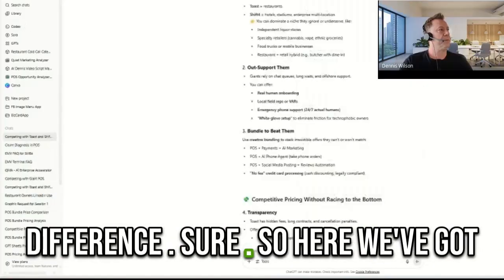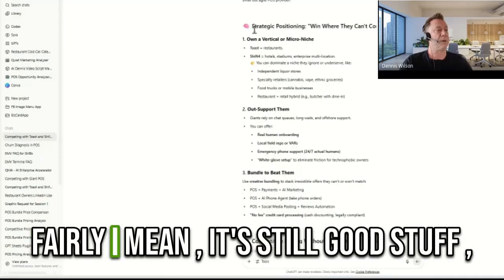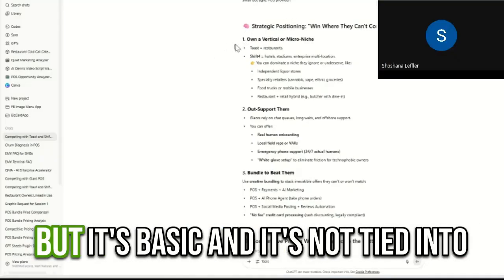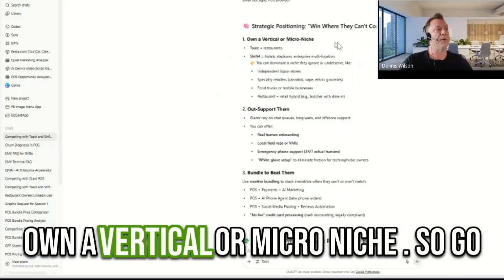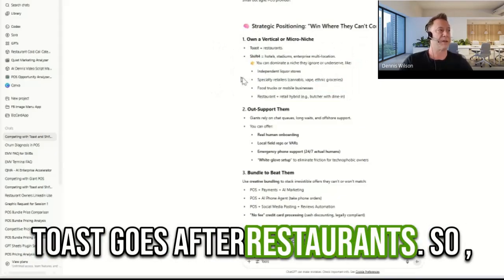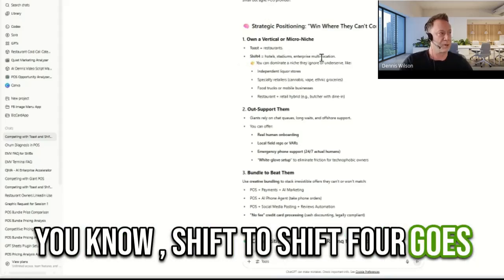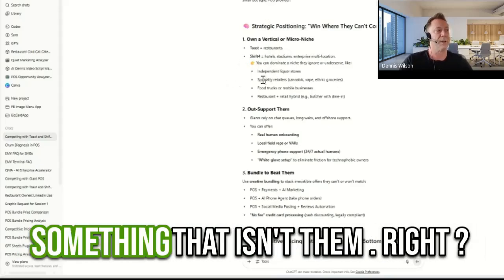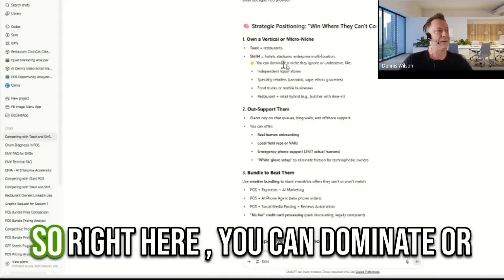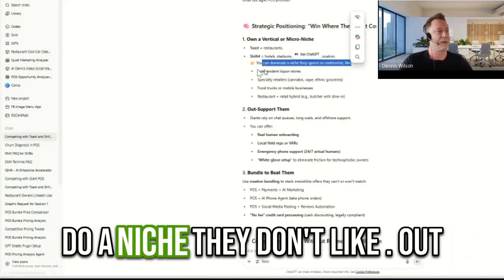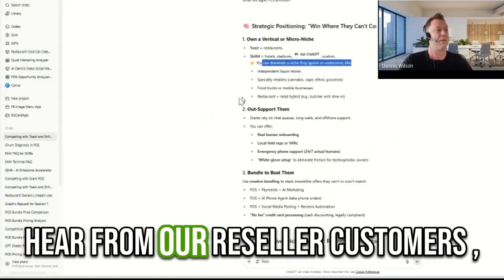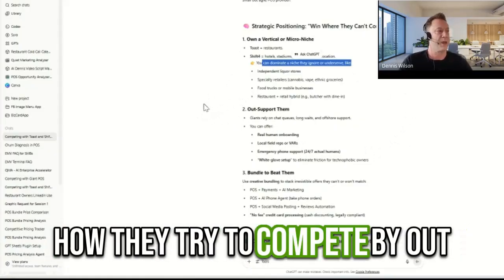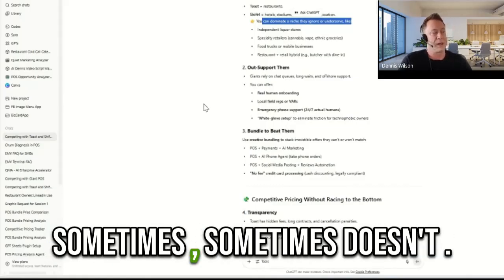Sure. So here we've got it's still good stuff, but it's basic and it's not tied into you. It's just general information. Own a vertical or micro niche. So Toast goes after restaurants. So, Shift 4 goes after these guys. So go and work on something that isn't them, right? So right here, you can dominate or do a niche they don't like. Out support them. This is probably one of the biggest ways I hear from our reseller customers how they try to compete, by out supporting them, which works sometimes, doesn't sometimes.